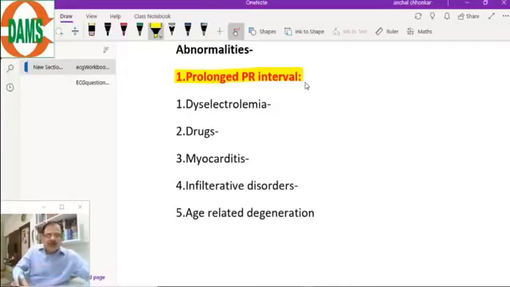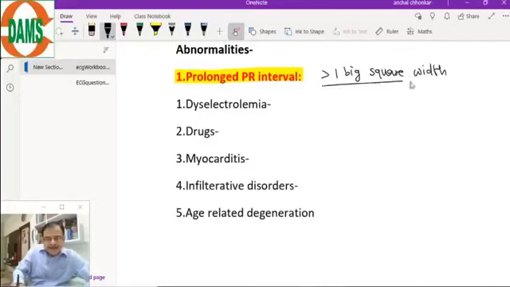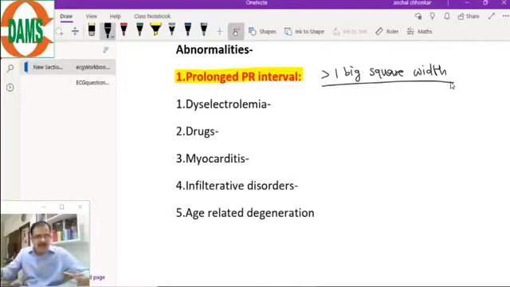So what you do, you look at the PR interval, and if it is more than one big square width, it is prolonged. One big square, because one big square width was 5 mm. So in a fast manner, you can read that the PR interval is prolonged, because it is very fast to read the big squares rather than counting the small squares. So this is one of the tricks to know that the PR interval is prolonged.